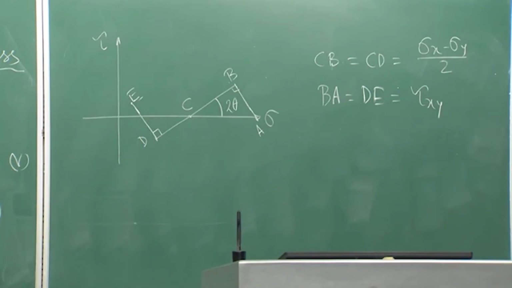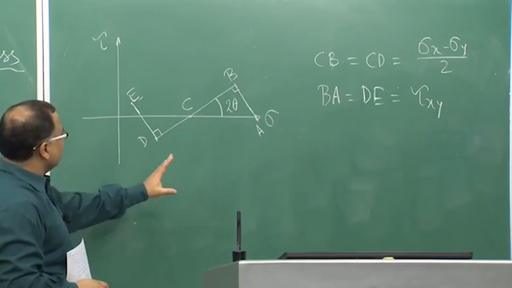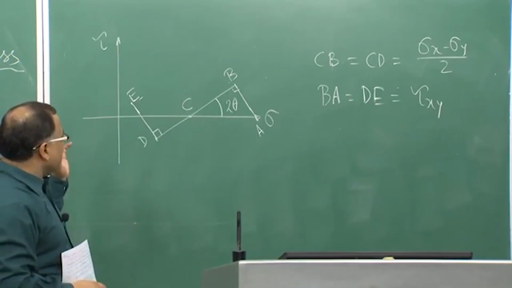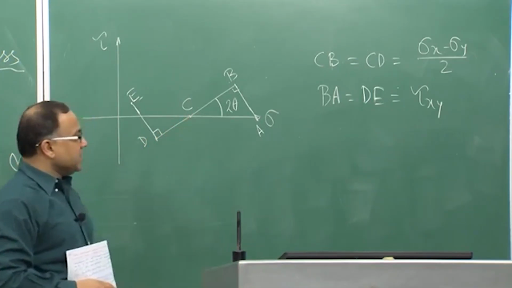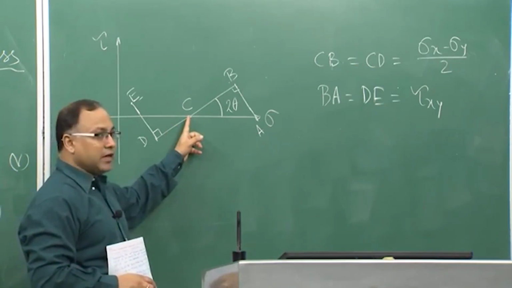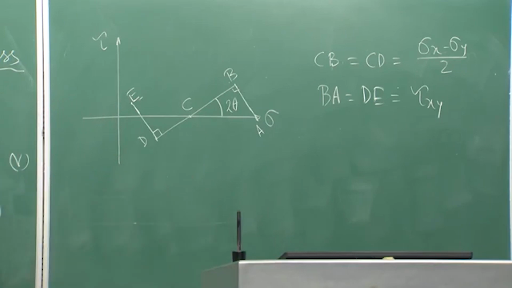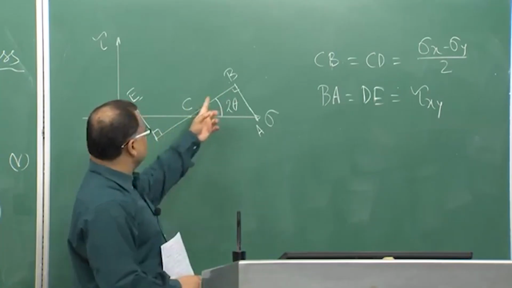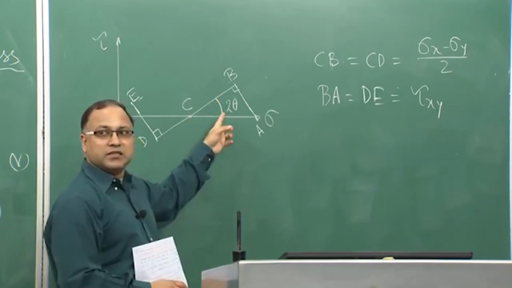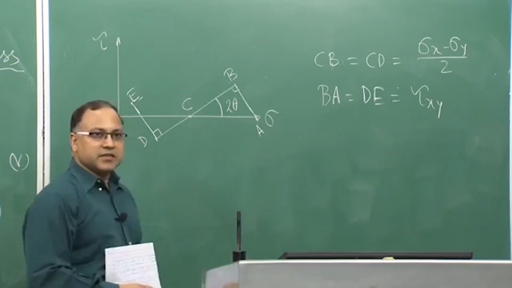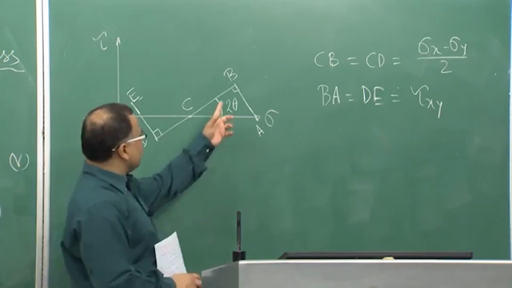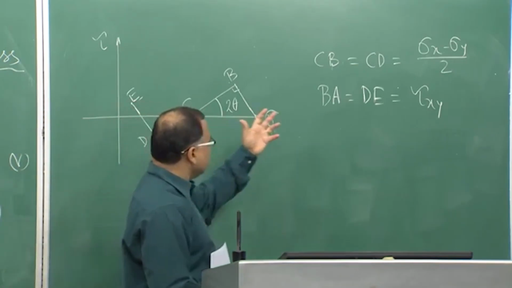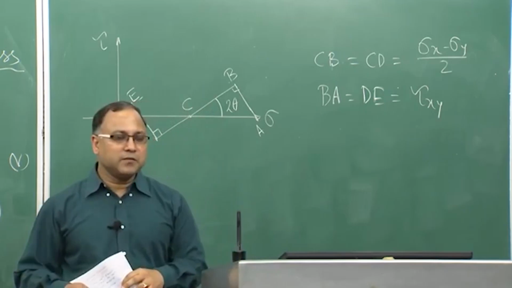So, what I have done once again is take a coordinate system, in sigma tau space. In that space I am choosing one point C in such a way that the abscissa of C is sigma x plus sigma y by 2, the first term of this equation. And then I am drawing one line DCB making an angle twice theta with the sigma axis. Then I am drawing two normals BA and DE such that BA equals DE equals tau xy. I can do that, right.